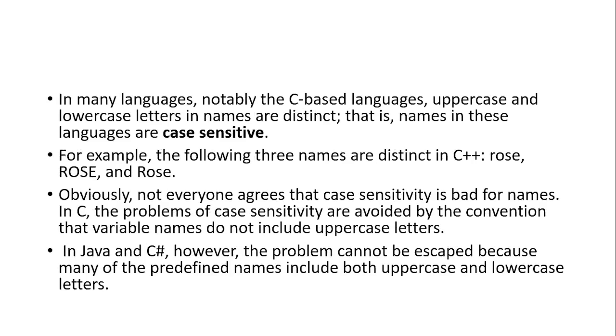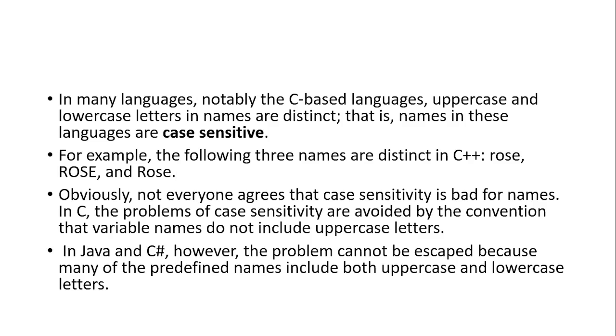And in many languages, notably the C-based languages, uppercase and lowercase letters in names are distinct. That is, names in these languages are case sensitive. So, for example, the following three names are distinct in C++: rose, ROSE and Rose. Three roses, but the first one all small letters, second one all capital letters, and third one, the first is capital, remaining small letters.